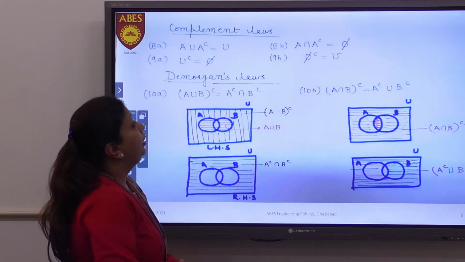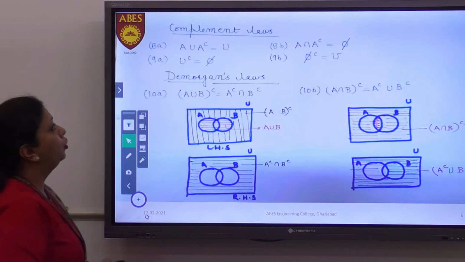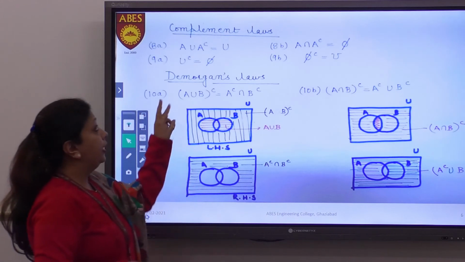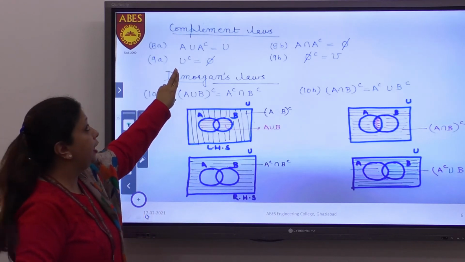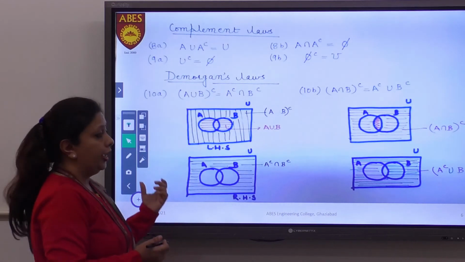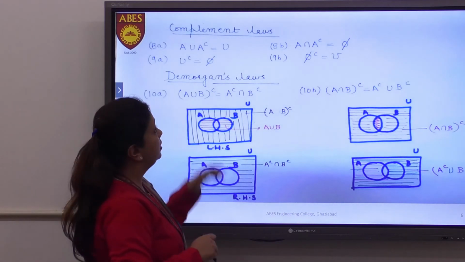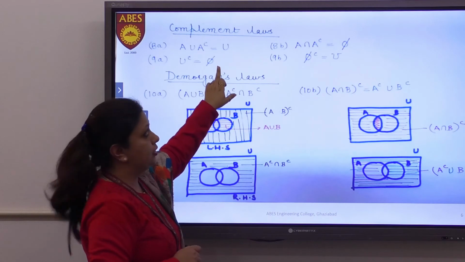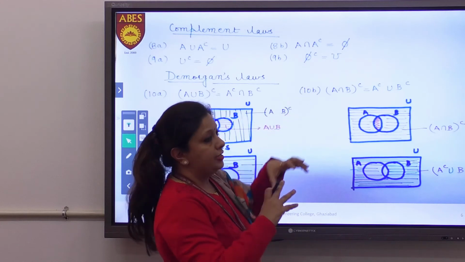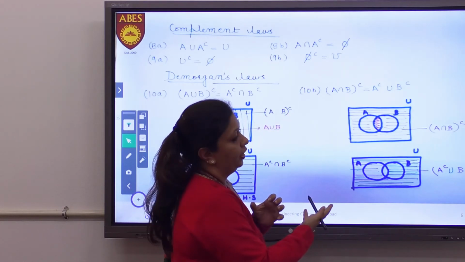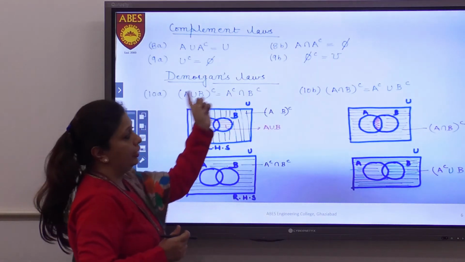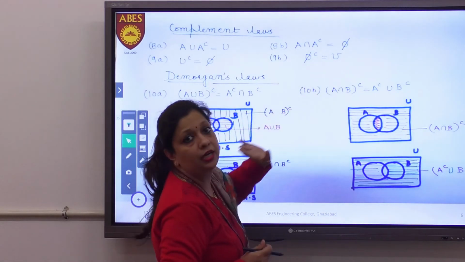Now coming to the complement law, the first part says that if I take a set A and its complement and then take the union of these two, that is A union A's complement, I'll get the universal set because it will contain everything, A as well as A's complement. Now if I take A and its intersection with A complement, the set A and everything outside A, and find the intersection of the two, obviously I am not going to get anything, that is I will get the null set as the result.